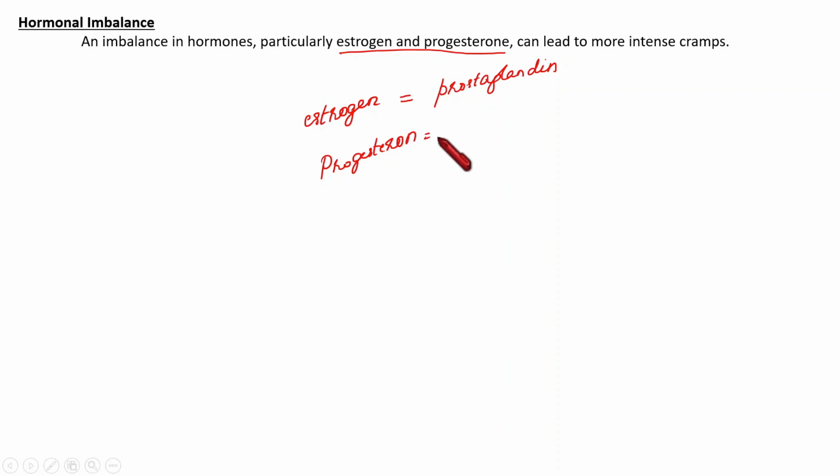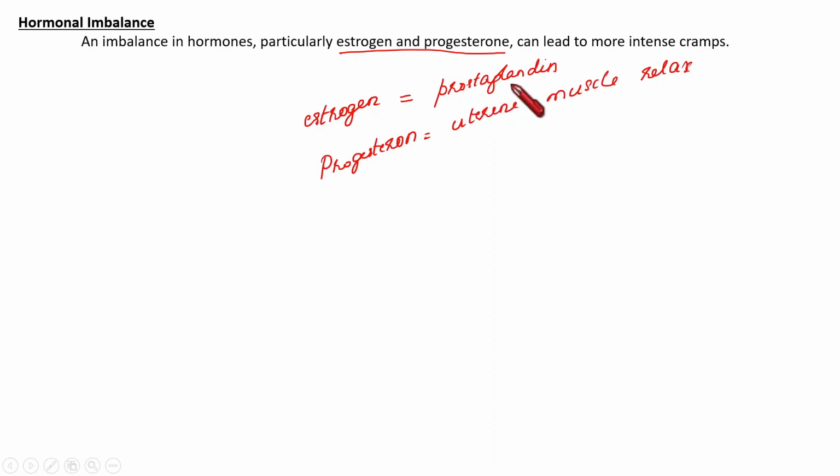Progesterone is relaxing. It relaxes the uterine muscle. Uterine muscle relaxes because of progesterone. So, if a balance exists between these two, there will not be too much contraction and relaxation. If the balance is not there, like if there is a low level of progesterone, then the estrogen will prompt the secretion of too much prostaglandin, and that may bring about too intense contractions and relaxation.